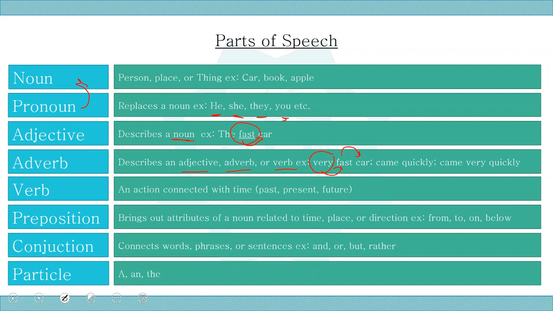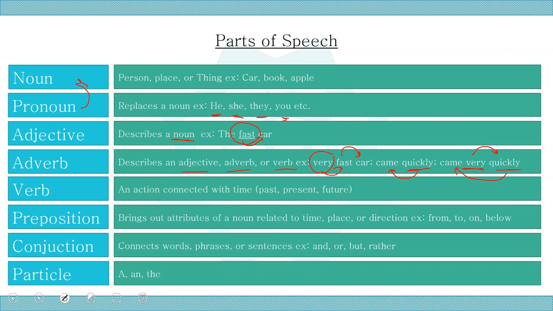Came quickly. Came is the verb. Quickly is an adverb describing the verb. Came very quickly. Actually, both of these are adverbs. Very is an adverb that describes an adverb, which describes came. Okay? So that is where we're at as far as an adverb is concerned.